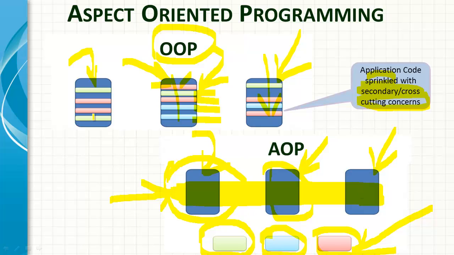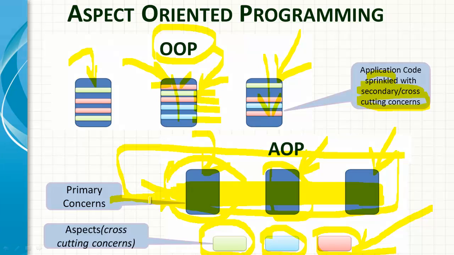I won't sprinkle each and every class with all types of code. These are all my primary concerns. That is one aspect, that is the business. And then I'll divide the rest of the secondary concerns, cross-cutting concerns, into various aspects. I'll call it security, I'll call it transaction management, and I'll call it auditing. So I'll divide my code into two different aspects: primary concerns and secondary concerns.